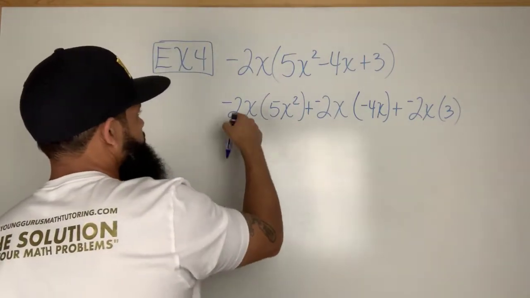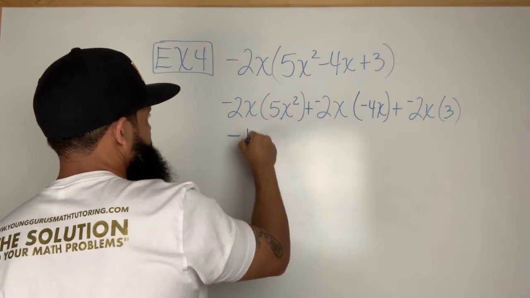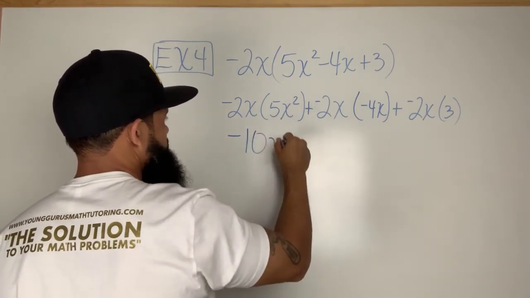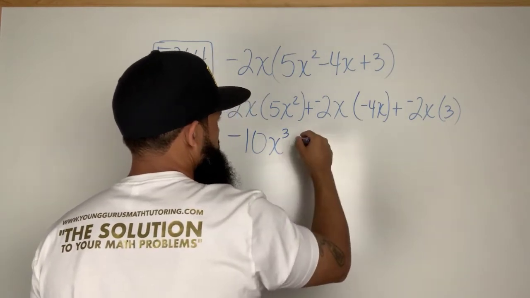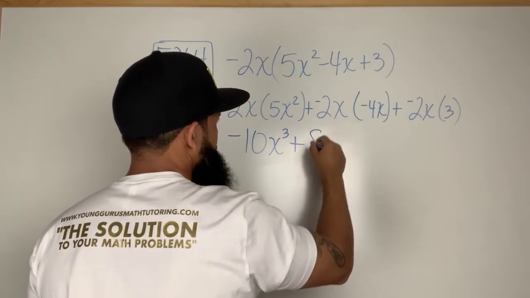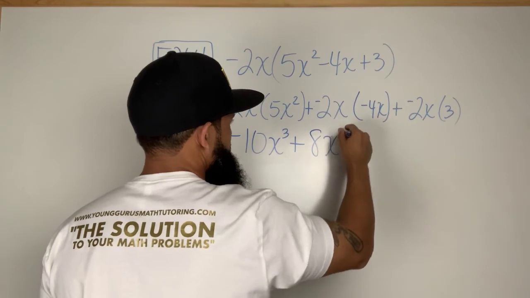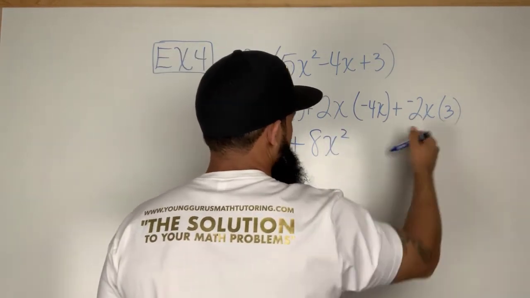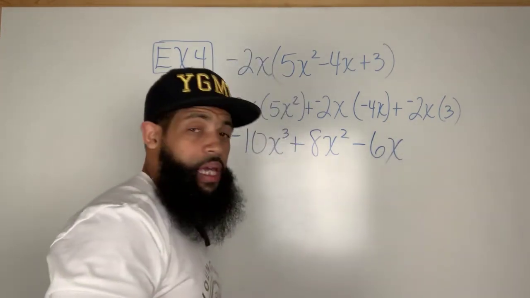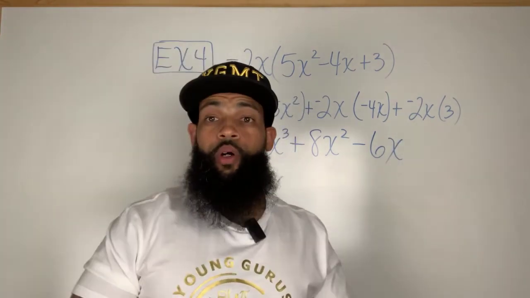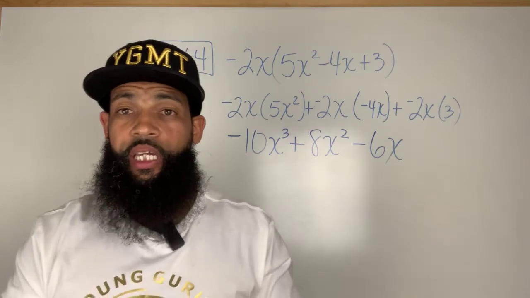Okay, negative times positive is negative 10. x times x squared is x to the third power. Negative 2 times negative 4 is positive 8. x times x is x squared. Negative 2 times positive 3 is negative 6. Keep my x.